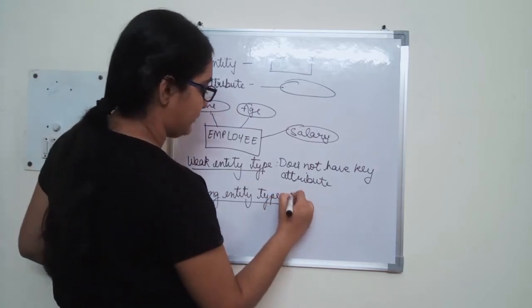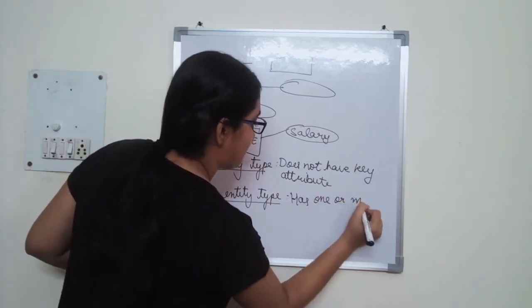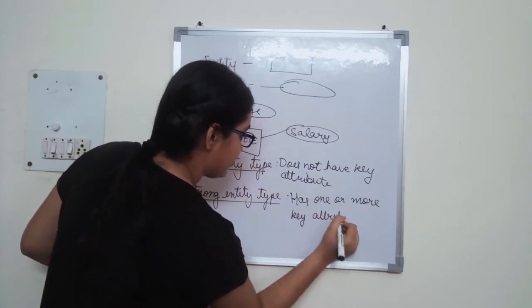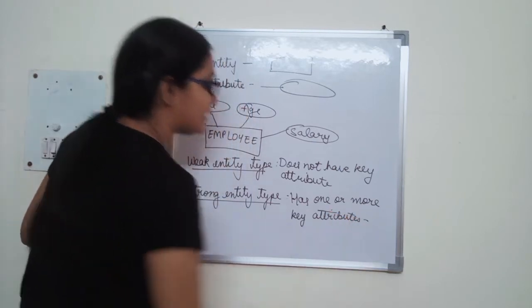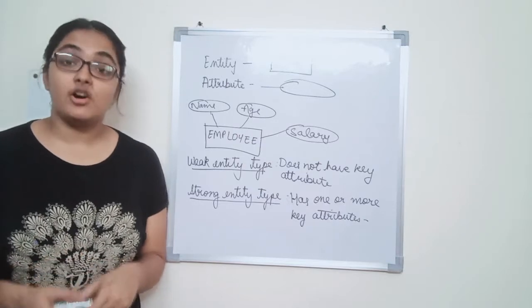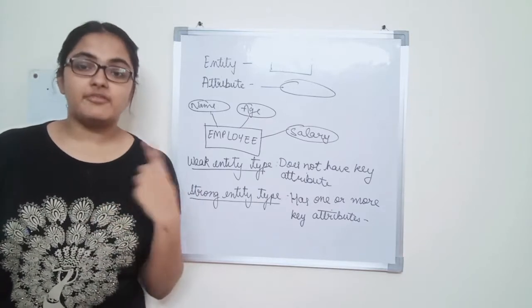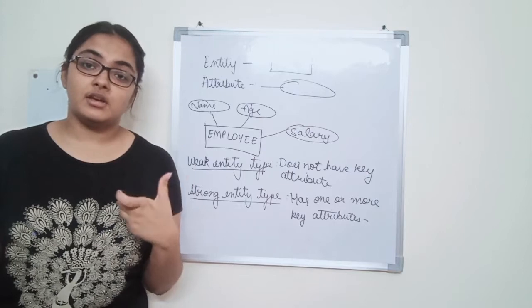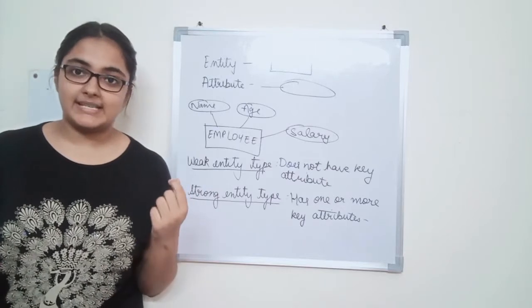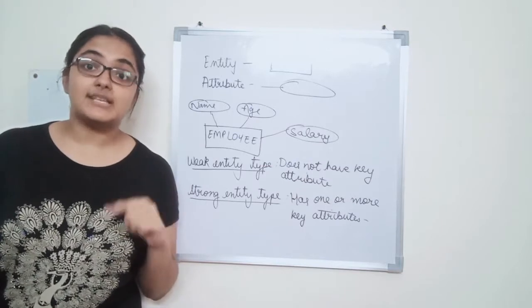It has a key attribute, or one or more key attributes. Sometimes we might not have a key for a particular entity, or we cannot have one attribute which identifies each entity uniquely, but there can be a combination of attributes which can be used to identify each entity uniquely. In that case, the combination of those attributes will be designated as the key of the entity. In that case as well, it will be called a strong entity.